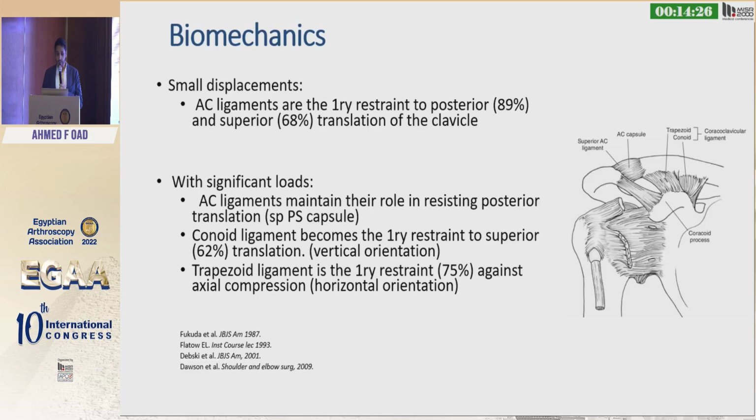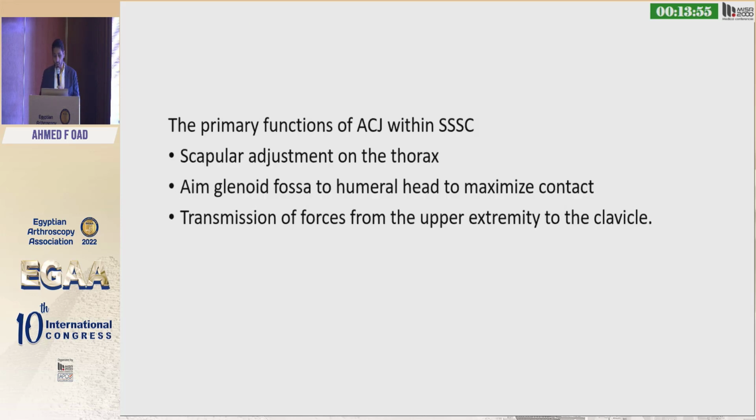For small displacements, the AC ligament, the AC capsule and its ligaments are the primary restraint for the posterior and superior translation of the clavicle. But when the loads become significantly higher, the AC ligaments maintain their role, especially the posterior-superior capsule. The conoid ligament becomes the primary restraint to superior translation due to its vertical orientation, and the trapezoid ligament becomes the primary restraint against the axial compression owing to its rather oblique or horizontal orientation.